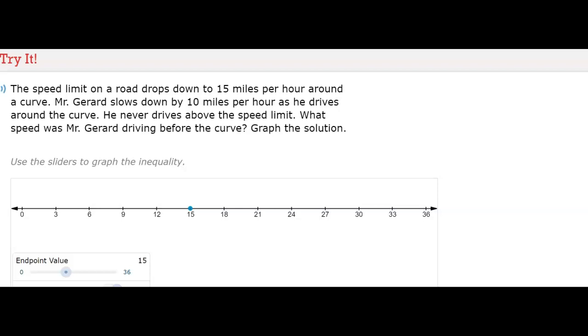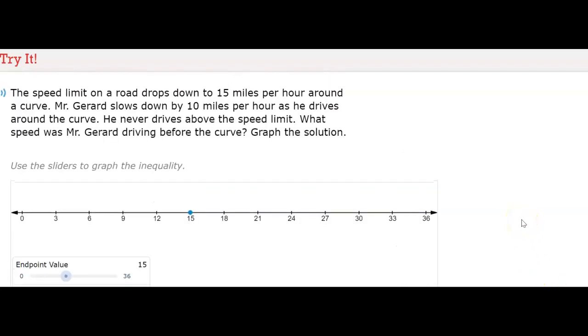So let's identify this inequality. It says the speed limit on the road drops down to 15 miles per hour. So 15 is part of our inequality. Let me write this down. So we have 15. And then it says Mr. Gerard slows down by 10 miles per hour as he drives around that curve. So we got 15 and we got 10.